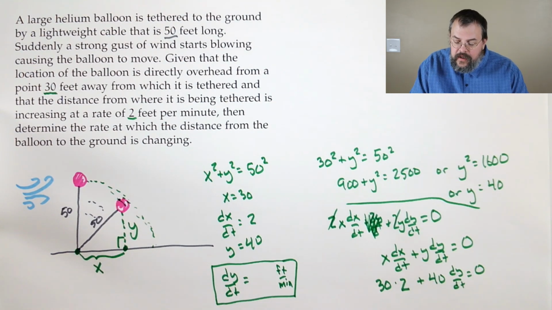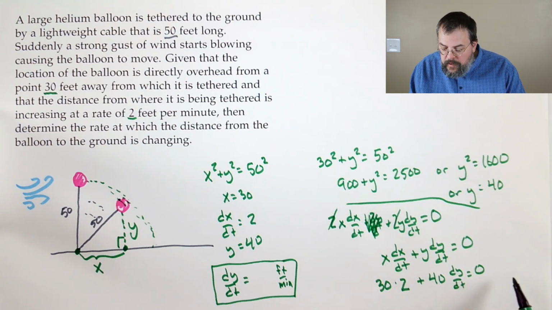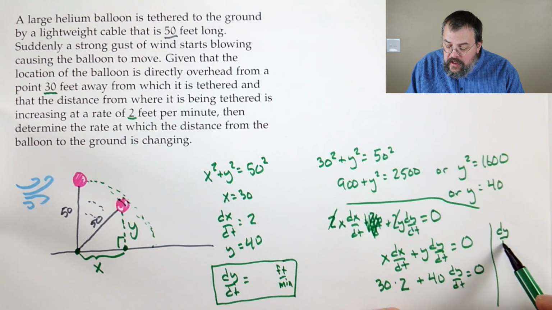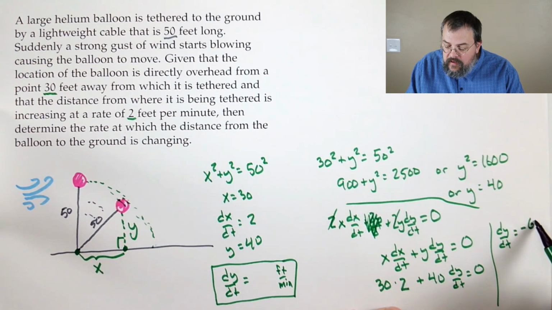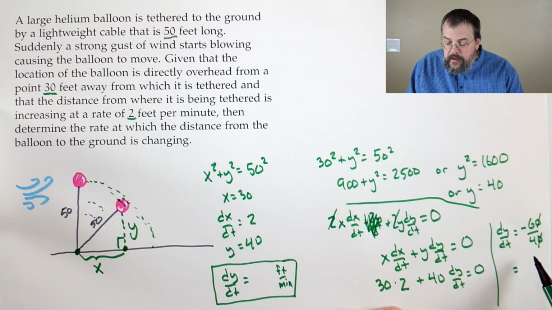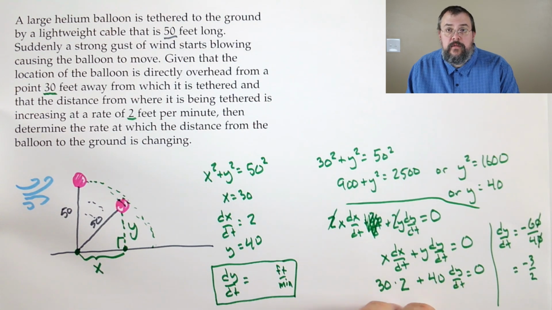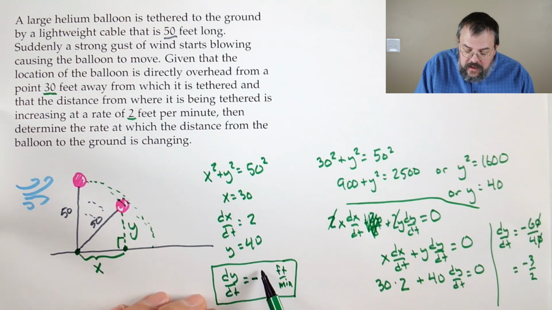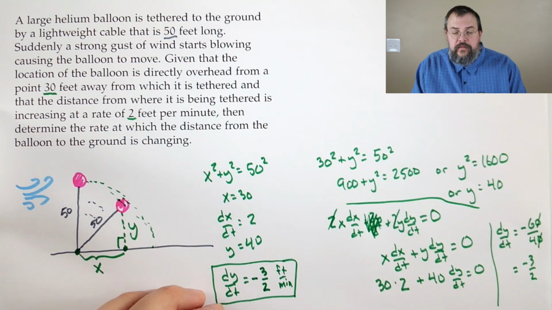Well, good. Now, we move stuff around. There's a 60, and then we can divide, move that across, and then divide by 40. So we get dy/dt is negative 60 over 40. Well, I can definitely cancel off the zeros, which means divide by 10 on top and bottom. So negative 6 over 4, which would be what? Well, negative 3 over 2, because they're both even. I can factor out a 2. So our answer is negative 3 halves feet per minute.